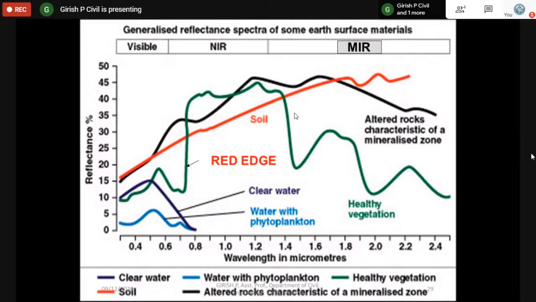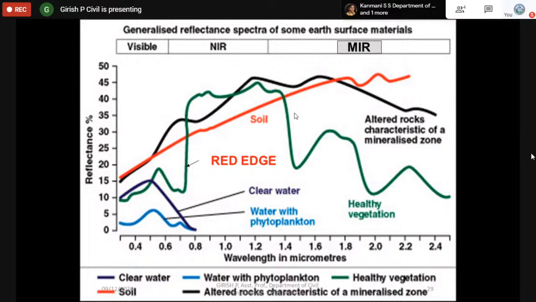Depending on the percentage of iron content, magnesium content or nickel content, the reflectance varies. But most of the time, the reflectance of soil varies between 30 to 40%. Whereas vegetation always reflects around 50%, soil reflectance always varies between 30 to 40%. Coming to another one, the water.